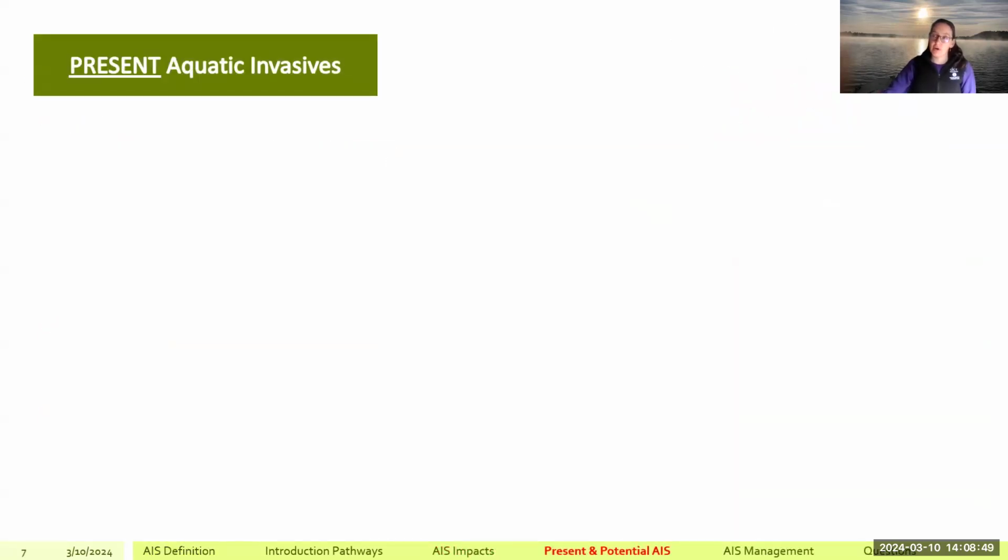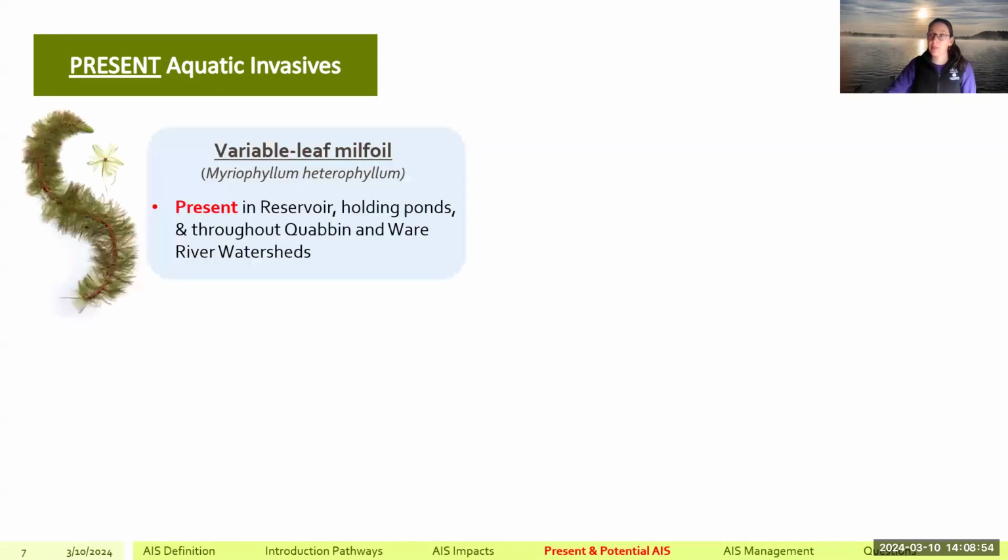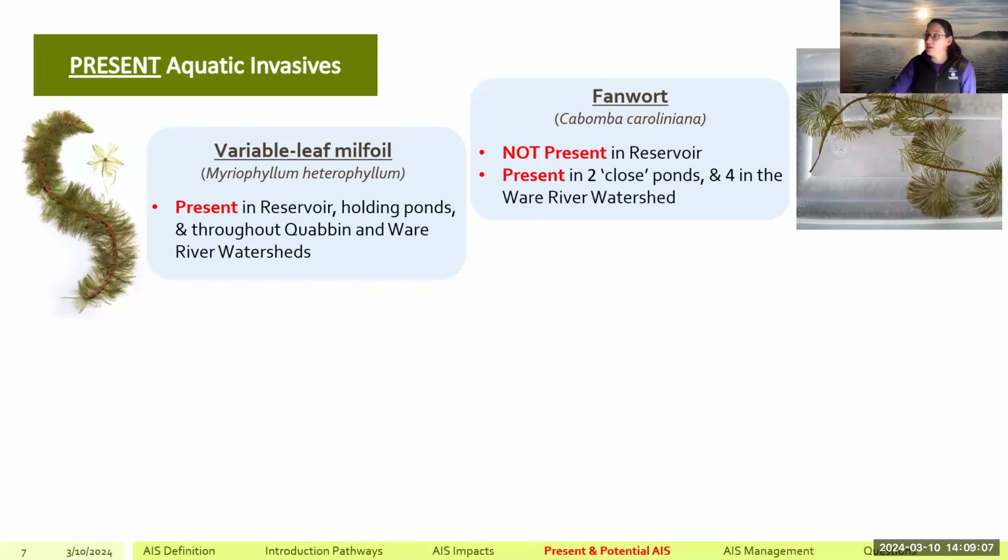Here are some of the present aquatic invasive species that we have in the reservoir or in the watersheds. So one is variable leaf milfoil. This is present in the reservoir, in the holding ponds, and throughout Quabbin and Ware River watersheds. Fanwort, it is not present in the reservoir, but it's present in 2 ponds that are close to the reservoir and in 4 ponds that are in the Ware River watershed. These 2 species can decrease dissolved oxygen in the water column, affecting fishes and invertebrates.